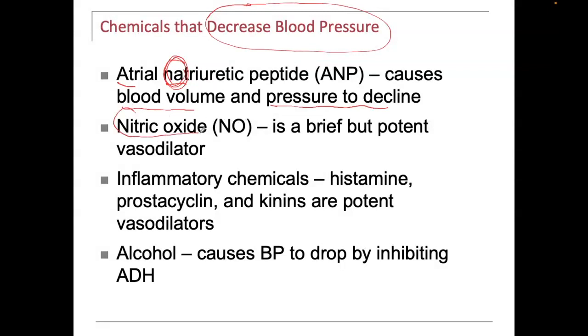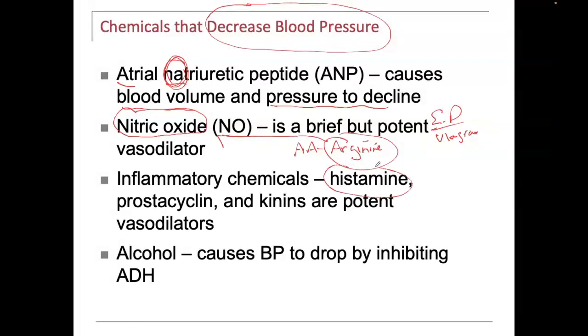Then we have nitric oxide, that's a vasodilator. Nitric oxide can come from an amino acid called arginine. So from this amino acid arginine, our bodies can make nitric oxide. Arginine happens to be high in watermelon. So it is a brief but potent vasodilator. Nitric oxide is what they use to treat erectile dysfunction, like Viagra. Okay.